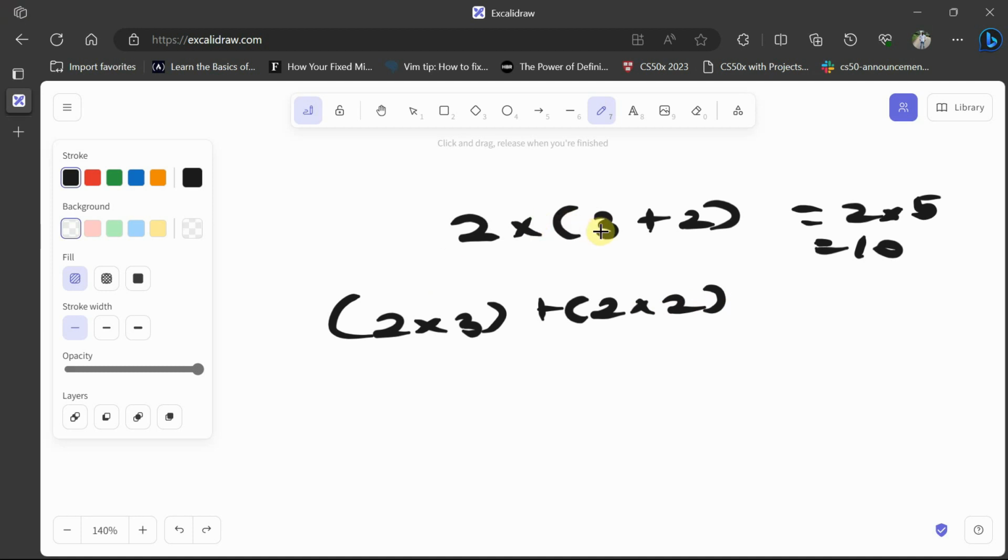I said 2 times 3, then whatever I join them with, plus 2 times 2. So basically, I'm multiplying each of these values here. I'm multiplying this 3 with this 2, and I'm multiplying this 2 with this 2. I'm just increasing this value by the multiplication of this, and this value by the multiplication of this. So 3 will multiply the 2, and 2 multiply the 2. At the end of the day, I'll have 6 plus 4, and that'll give me 10.